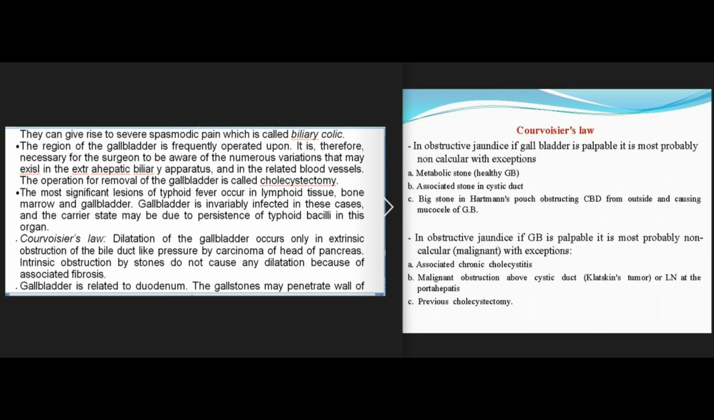Gallbladder is related to duodenum. The gallstones may penetrate wall of gallbladder and duodenum to get into the lumen of duodenum. These stones travel through the coils of small intestine and may block the narrow ileocecal junction leading to intestinal obstruction. Calot's triangle: triangular space formed by cystic duct, common hepatic duct and segment V of right hemi-liver. This space contains cystic artery, cystic lymph node and autonomic fibers reaching the gallbladder.